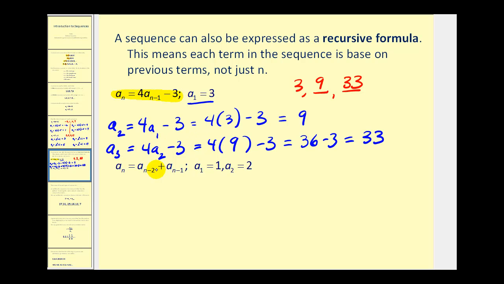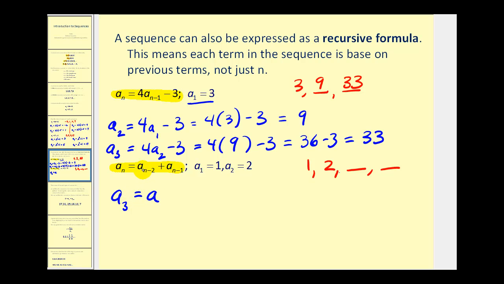This second example of a recursive formula actually requires two previous terms. And you can see as they give us the first two terms to start. Let's go ahead and give it a try. So we know that the first two terms are 1 and 2. So the next term would be a sub 3. So now n is 3.